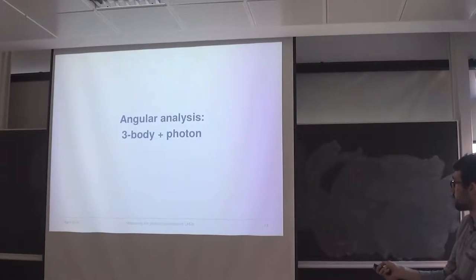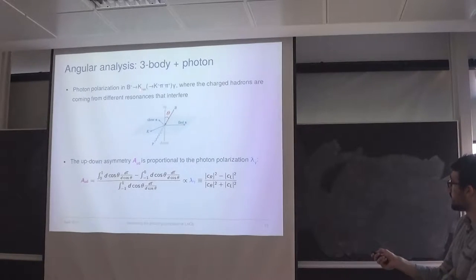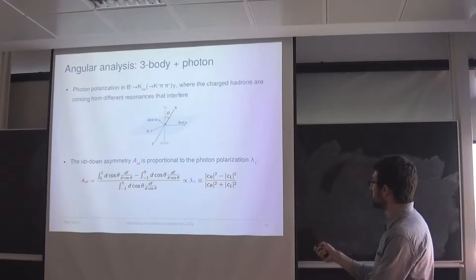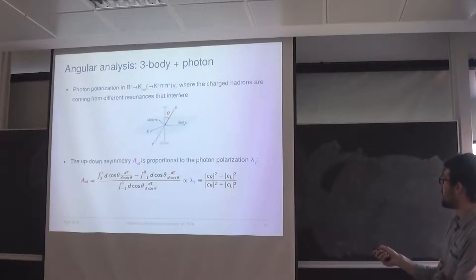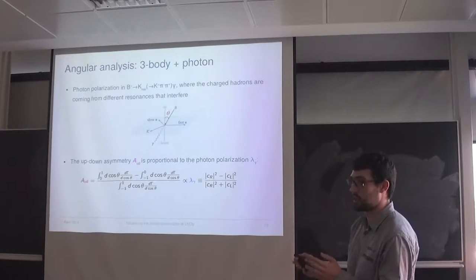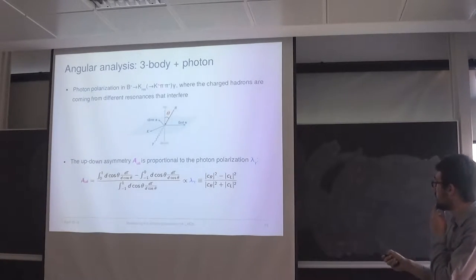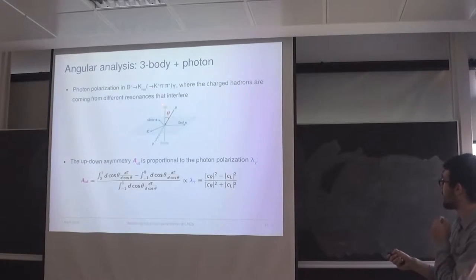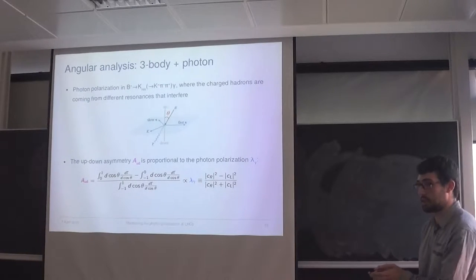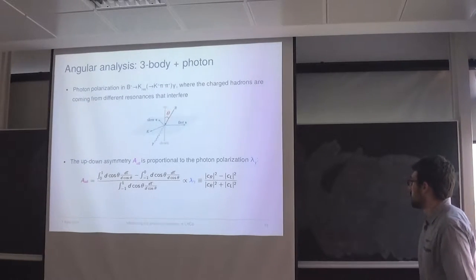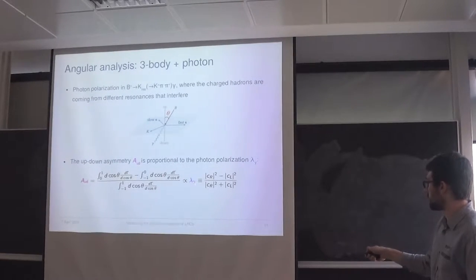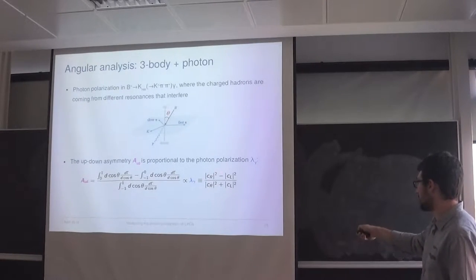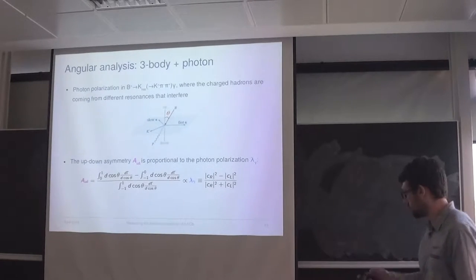So okay, this first measurement, the angular analysis with a three-body plus a photon. The key here is that you have a resonance that goes to K pi pi. Not just one resonance, but you have several resonances, and these several resonances interfere between them, so you can have a dependency in the angles of these three particles with the helicity of the photon. So this is some scheme of the process, and if you compute the up-down asymmetry, you get that it's proportional to the photon polarization, defined here in this way, with the right and left handed contribution.